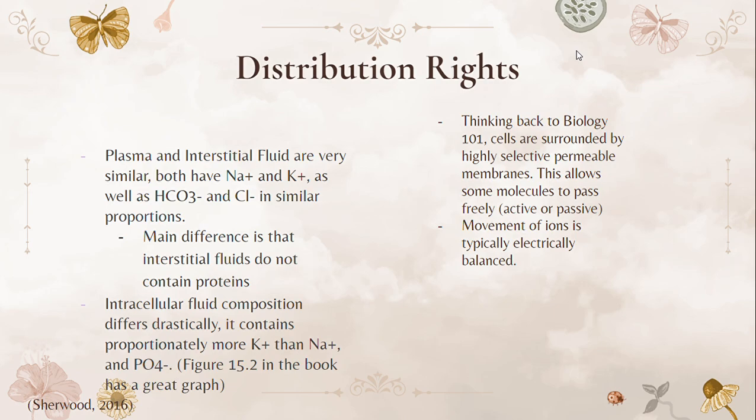So if you think back to Biology 101, remember that cells are surrounded by a highly selective semi-permeable membrane, right? This membrane decides what is and is not allowed to pass through, whether that is active transport or passive transport. It allows some things to cross, but not others. And that movement of ions is typically going to be electrically balanced. Typically, sodium is going to move with chlorine, creating an electrically balanced coupling.